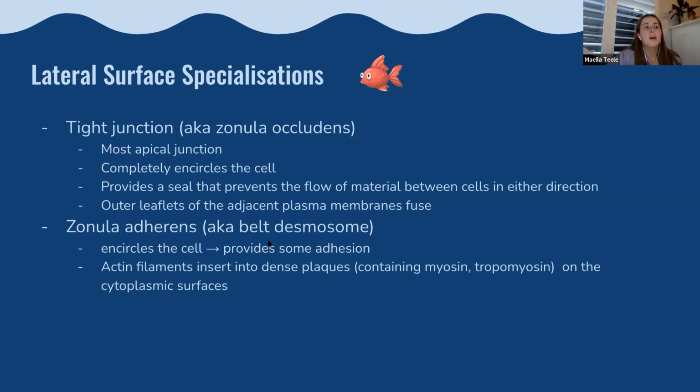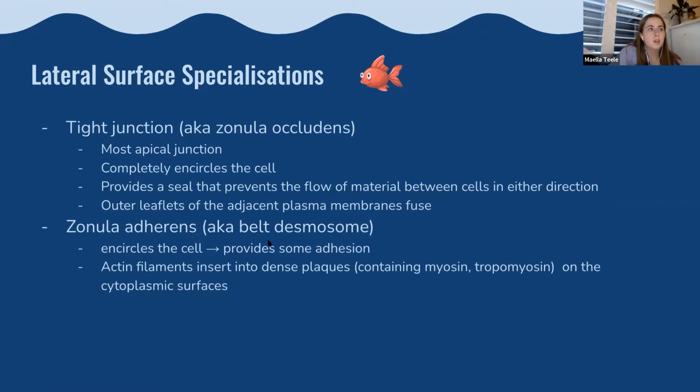So pretty much the two plasma membranes that are next to each other completely fuse, and there's no flow of material that can happen. Next, you have the belt desmosome, which is also known as the zonular adherens, which encircles the cell as well, and provides some adhesion, but it doesn't completely fuse the adjacent plasma membranes.